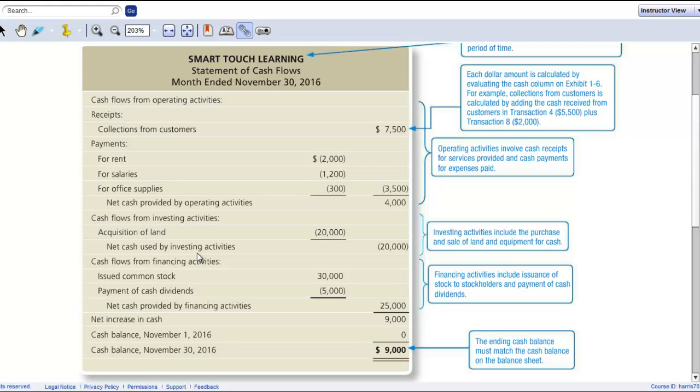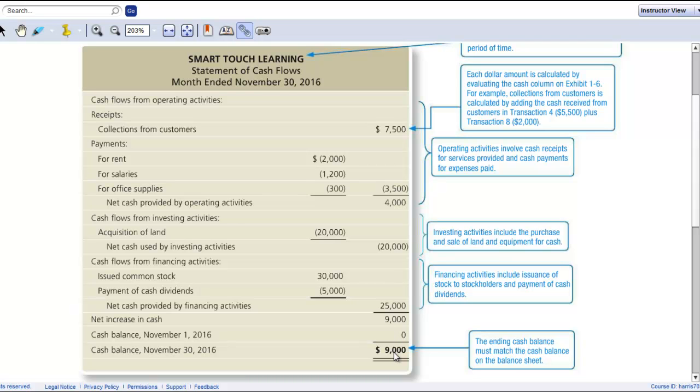So all we're looking at is cash. We had cash that came in for services that we rendered. We had expenses that went out. We purchased land. We issued common stock, which was a cash inflow, and then this is an outflow. If it's in parentheses, remember, that means negative. So on the statement of cash flows, that represents an outflow. When we total all those up, we're looking at an increase in cash of $9,000. So we started with 0 plus 9,000 gives us 9,000.